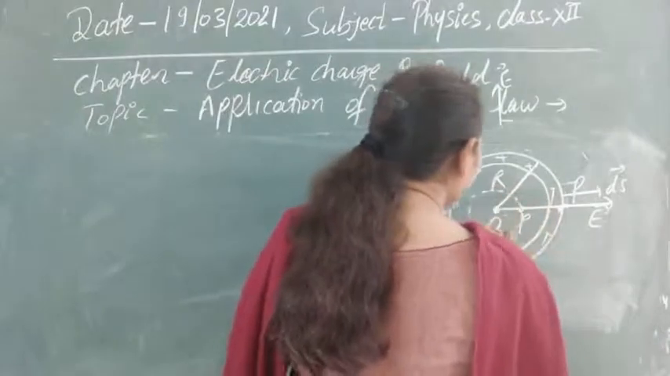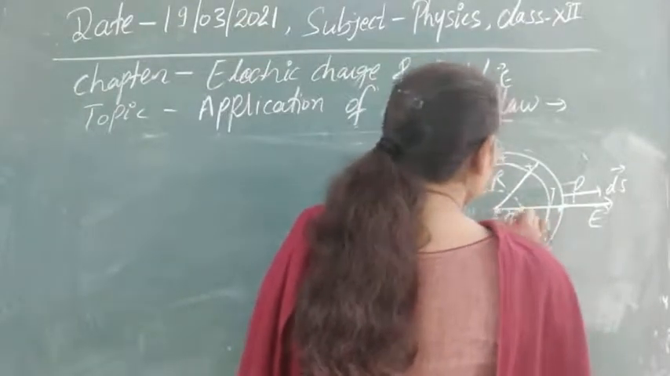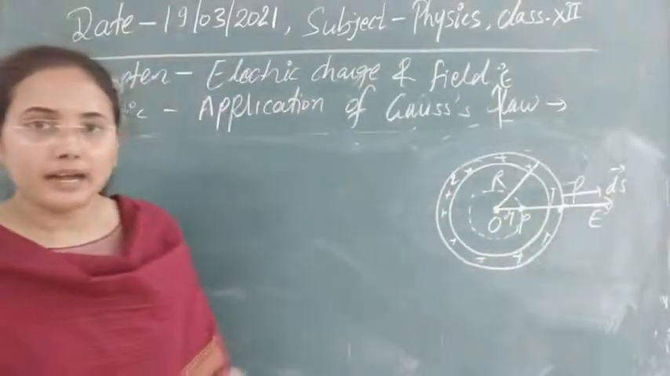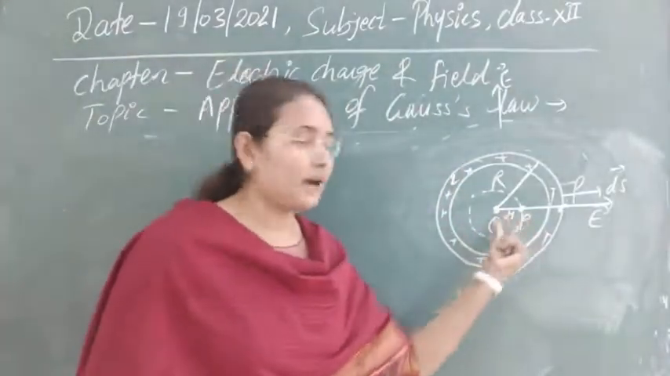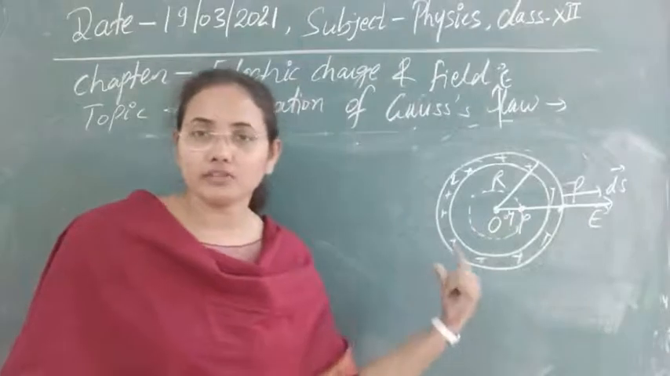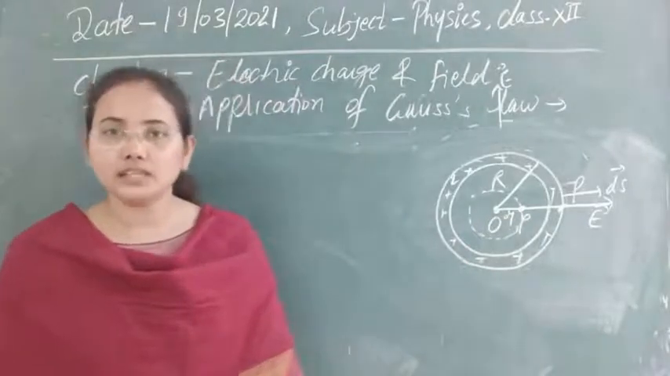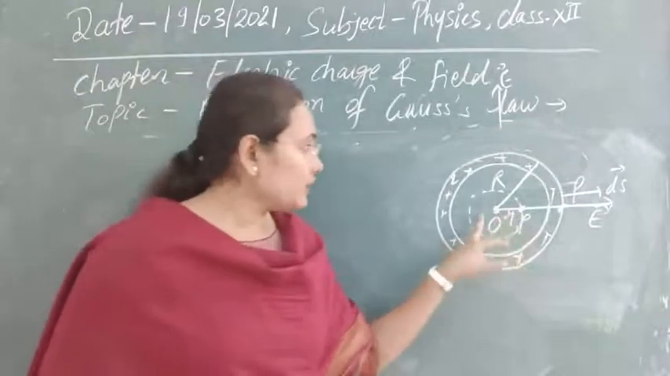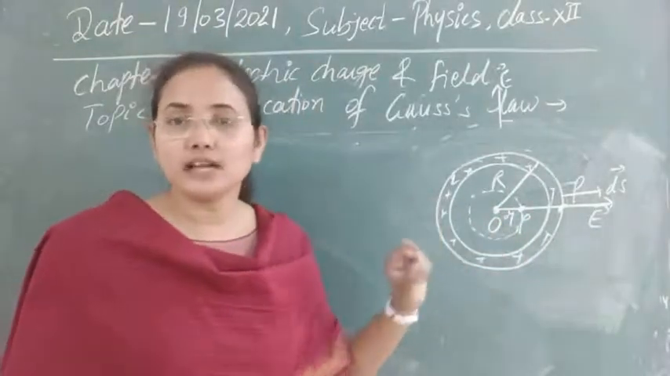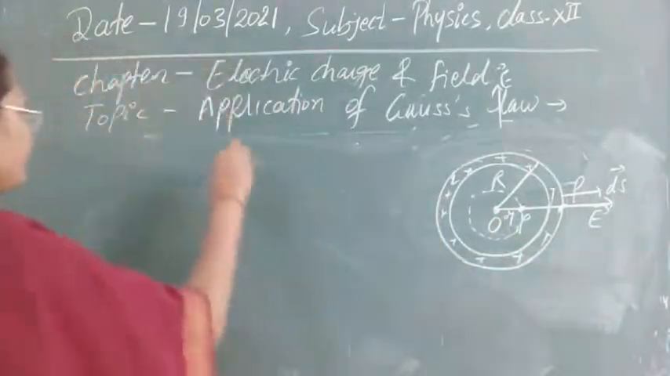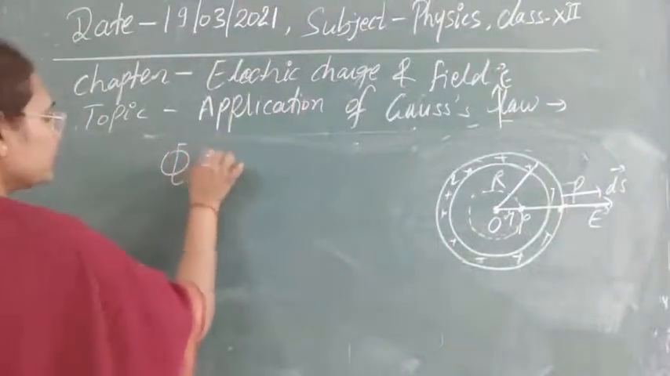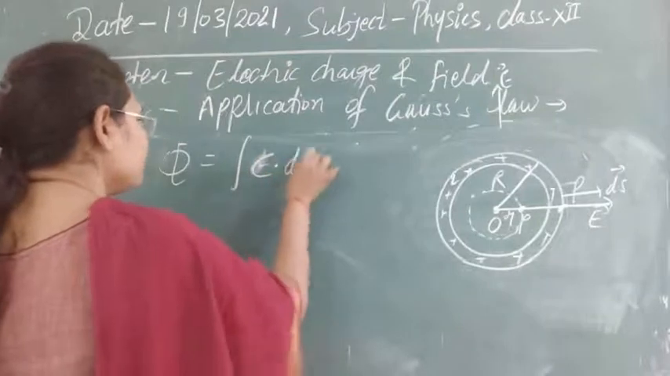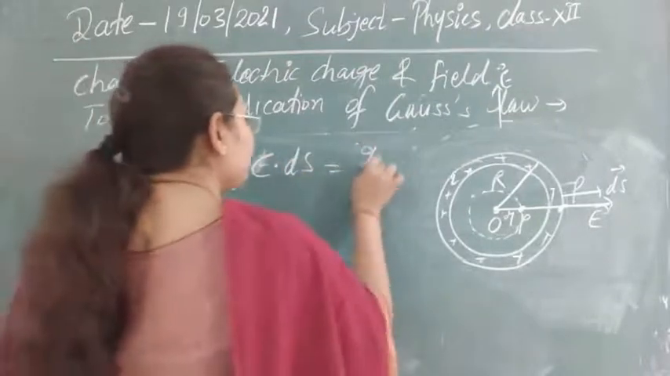We will draw a Gaussian surface. Suppose the distance of this point from the center is a small r, and we take r as the radius and draw a sphere. That sphere will serve as the Gaussian surface here. Now in this Gaussian surface, as no charges are contained, when we write phi is equal to the integral of E dot ds, it is equal to Q by epsilon 0.